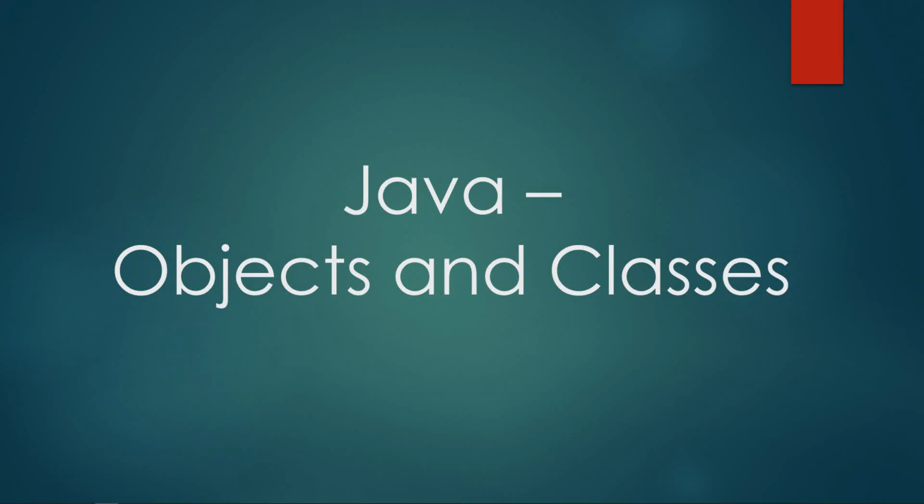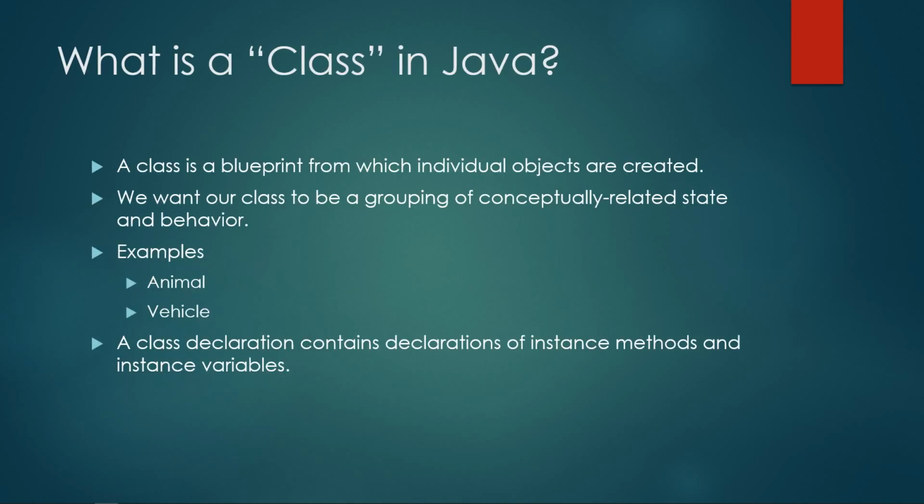Welcome. In this lecture, we will be discussing objects and classes in Java. So, a class is a blueprint from which individual objects are created. We want our class to be a grouping of conceptually related state and behavior. Examples of classes include animal and vehicle.